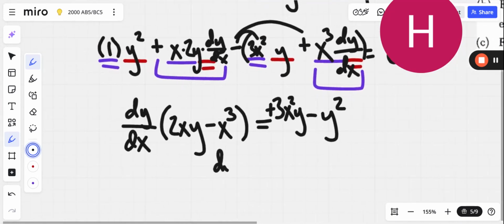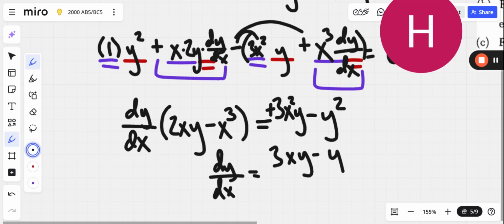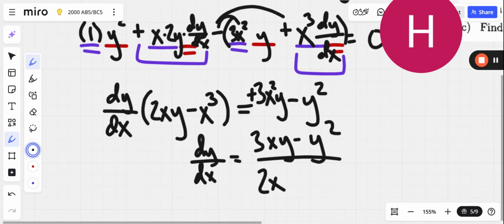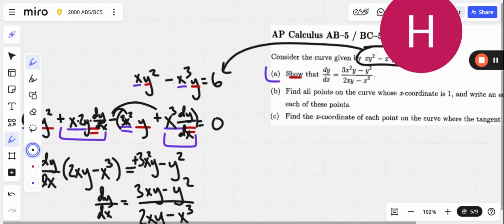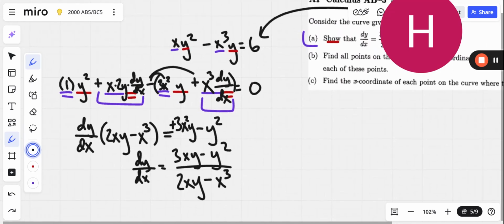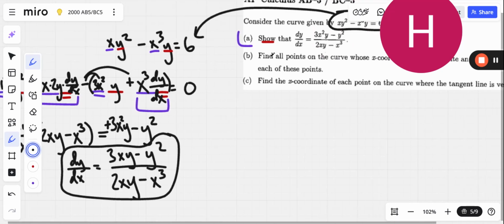And of course, we can solve for dy/dx by just dividing by this parenthetical expression, 2xy minus x cubed. I'm pretty sure that's around what they wanted us to show. Yep. See, they wanted us to show that this is what dy/dx is equal to. So we've successfully found an equation which gives us the slope of the tangent line at any point. Let's move on to part B.